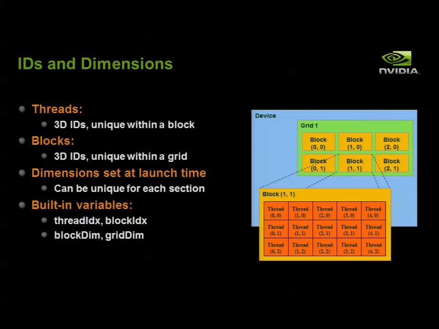Those IDs can be 1, 2, or 3 dimensional, and they're defined at kernel launch time. Here are the names. threadIdx is the thread index, and blockIdx is the block index. That gives you the unique ID of your particular thread. And in order to make your code a bit more generic, it's useful to be able to query the number of threads within a block. For that, you have the blockDim variable, and gridDim tells you how many blocks you have in your overall grid.